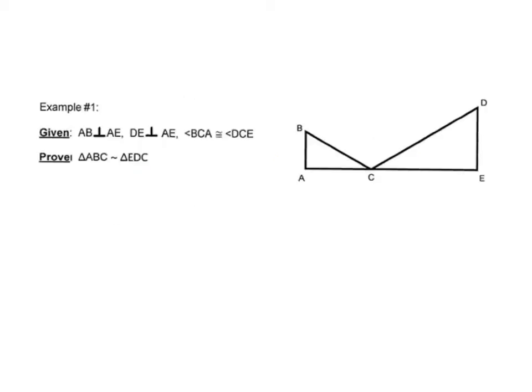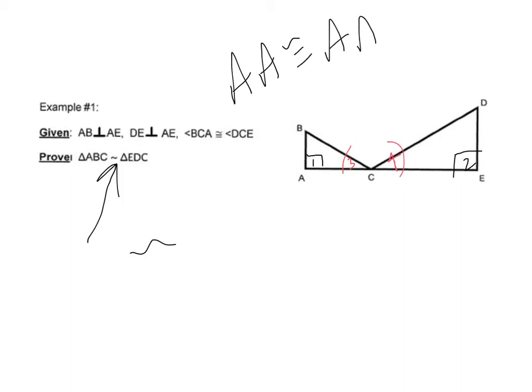Let's take a look at the next page. This is the proof that you have. So we're going to start with AB perpendicular to AE. We're going to label that with a 1 and a right angle. DE perpendicular to AE and a 2 with a right angle. Then it also tells me that BCA, which is this one, is congruent to DCE, which is this one. So we'll call that 3 and 4. And then I'll show you how we're going to prove that the triangles are similar. By the way, this is the symbol for similar. So when you see that, you should know that we're looking to prove similar. Like I said before, the only way to prove similar is to show that angle-angle is congruent to angle-angle. So let's take a look at the proof.